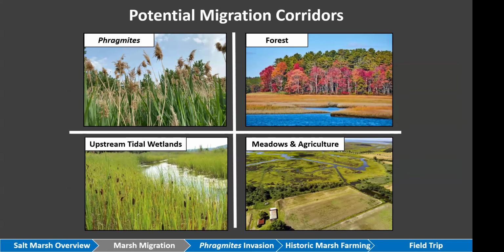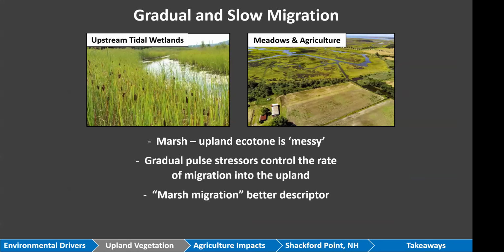So next, I kind of want to change quickly to upstream tidal wetlands and meadows and agriculture. There hasn't been a lot of research on these two. There's only been a handful of studies, but it seems like they both follow similar patterns, which are very different from the forest and the Phragmites. Essentially, when you have marsh migration into these two systems, it can be possibly difficult to locate where that true upland border might be with the salt marsh.